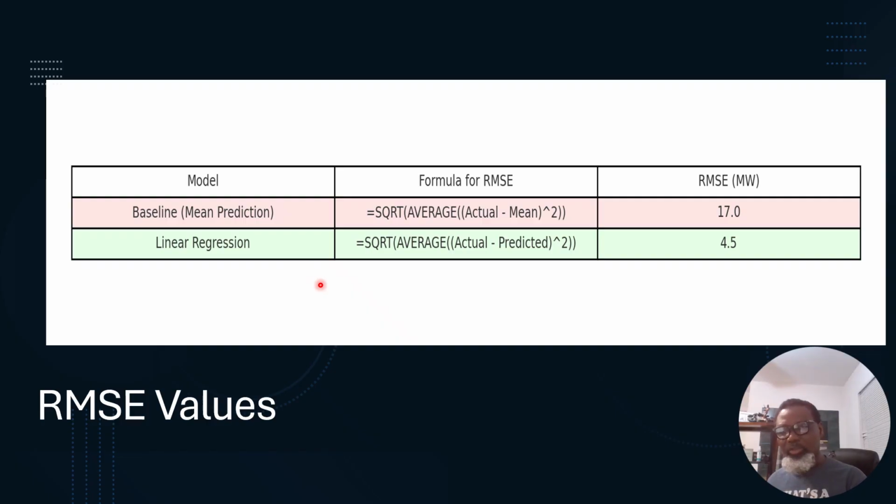I also compared these to a baseline model that always predicts the average output. That baseline had an RMSE of over 17 megawatts. So the regression was a much better choice. Given the strong performance, the statistical significance of all the features, and also the interpretability, I selected the multiple linear regression model as my final model.